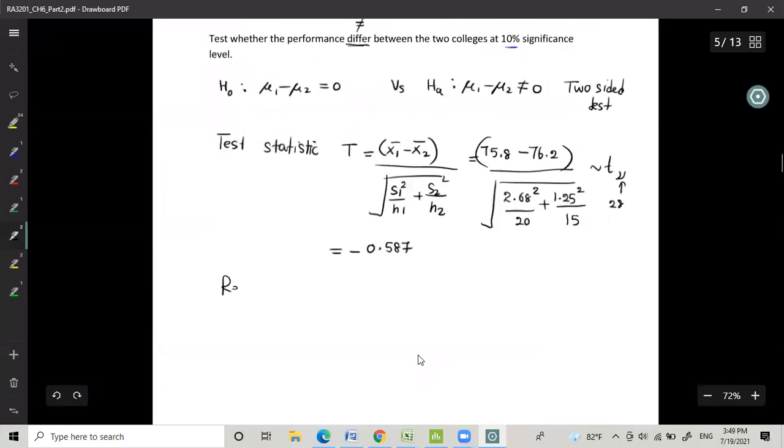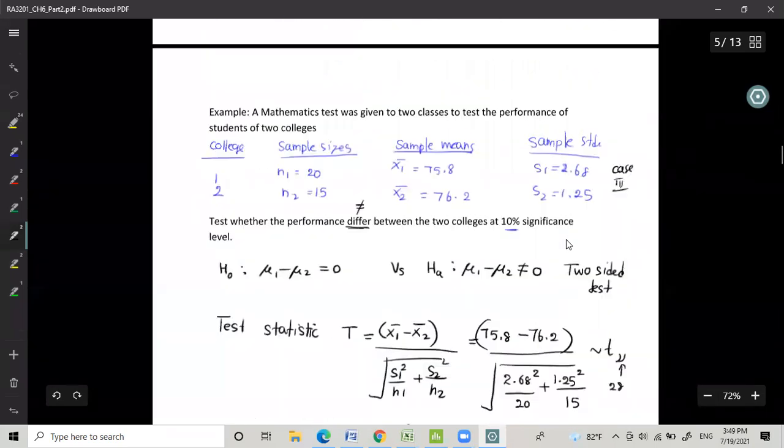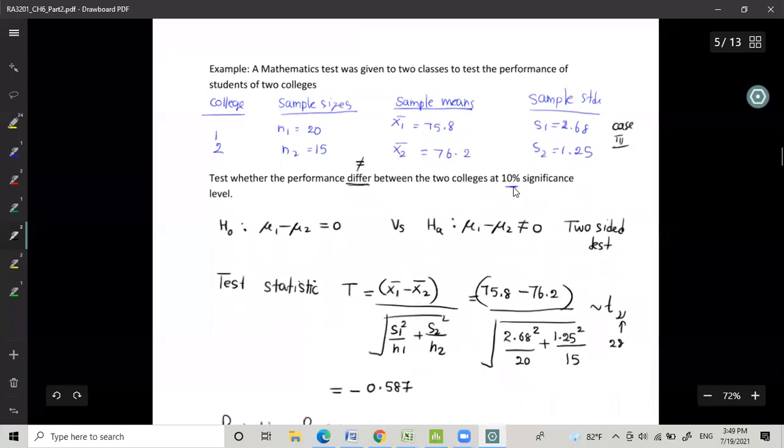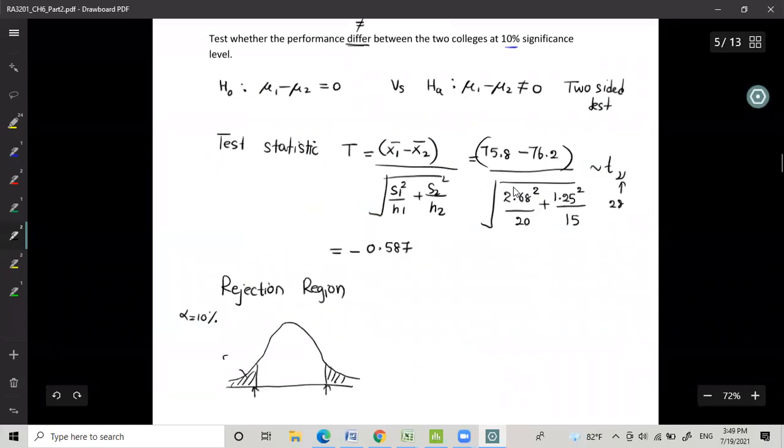Now let's find the rejection region. Because it's t, you can't use the p-value approach. So the rejection region is going to be on both sides because it is a two-sided test. And what are the critical values? We have to test at 10% significance level. If your alpha is 10%, each tail will contain half of it, 5% and 5%, with degrees of freedom 28. Shall we check the t distribution?